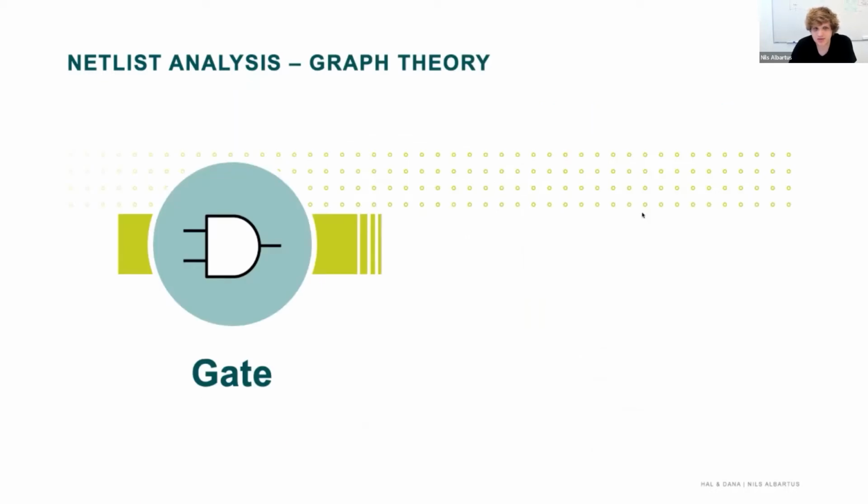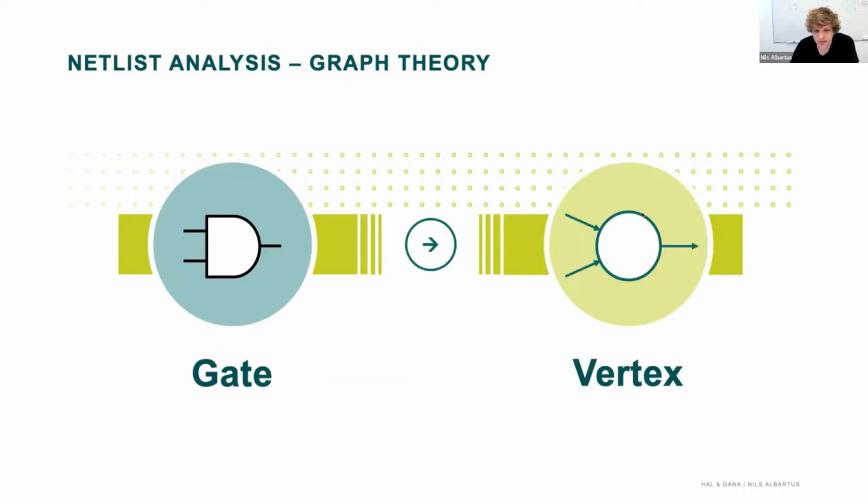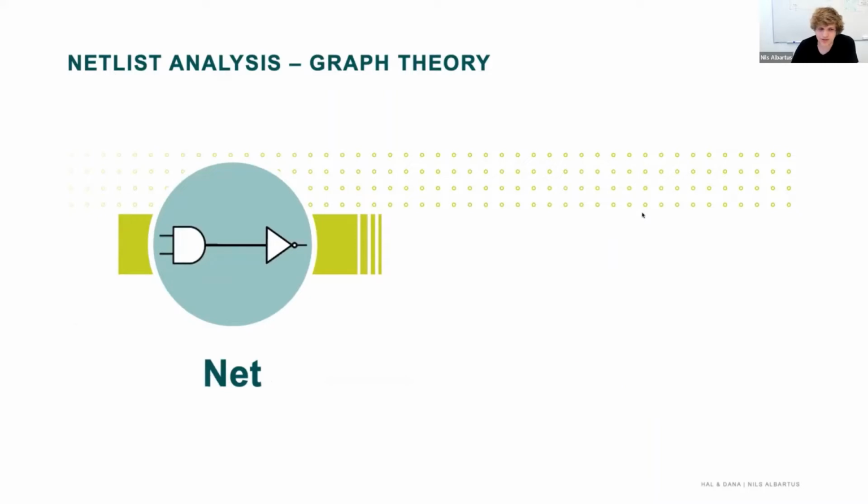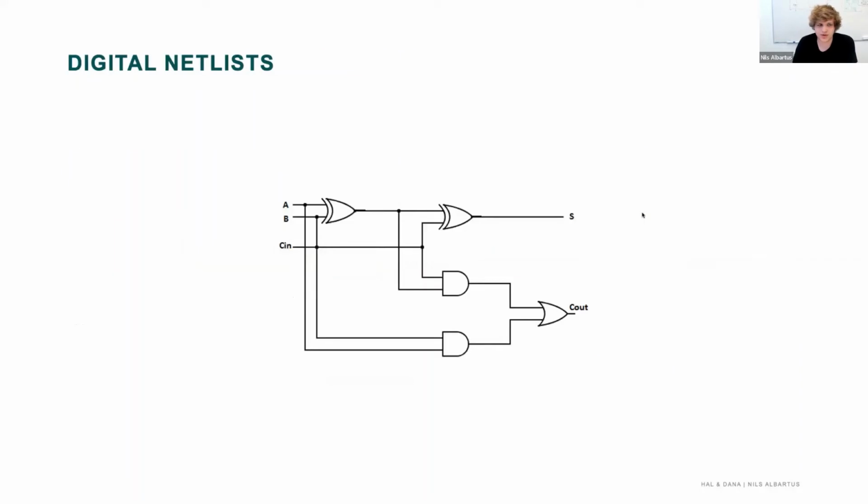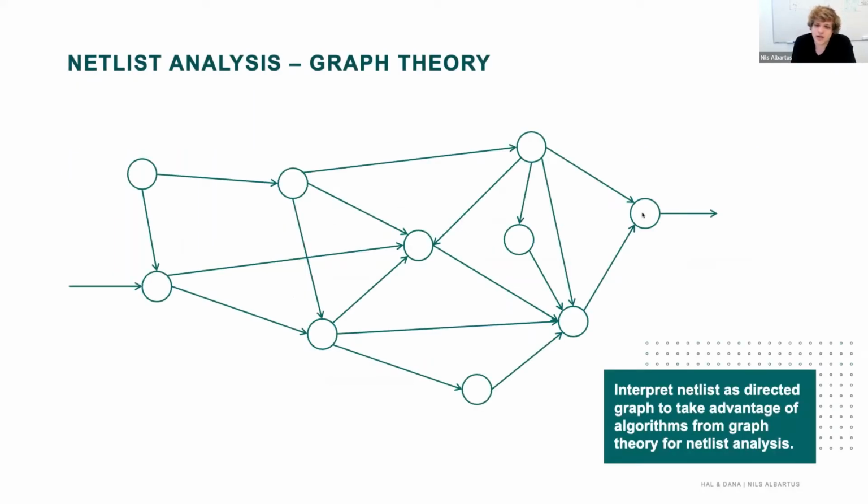One thing that helped is the analogy that the scientific community has been using for the last couple of years: you can interpret the netlist as a graph. Every gate that you see there, you can see as a vertex, and all the nets, so all the wires in between the gates, you can see as edges. So going from the digital netlist, you can go to a directed graph and make use of algorithms from graph theory to analyze the netlist and go on with your understanding.